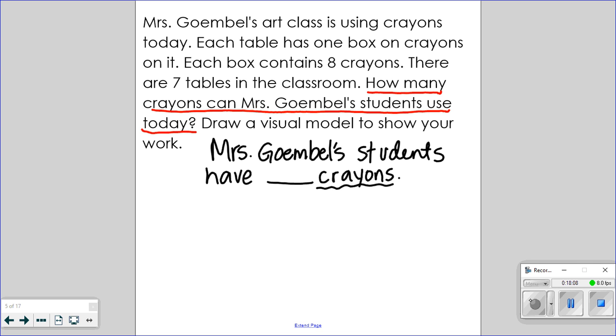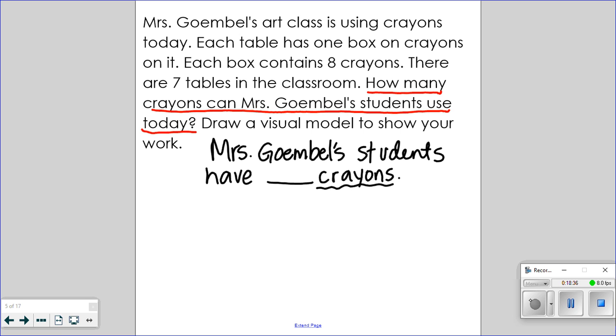Connor, what's going on with these crayons? What are they doing? They're just flying around the room? Where are these crayons that we're supposed to count? What does it say in the problem? Where are they? On the tables. They're on some tables. My tables are going to be my groups.